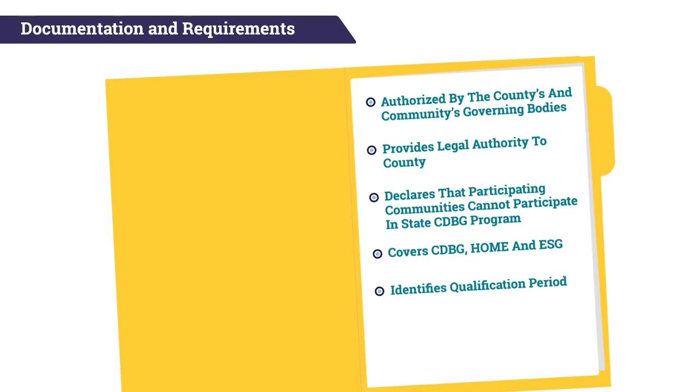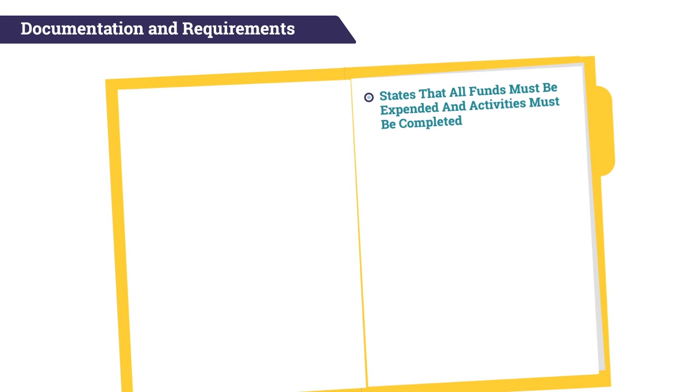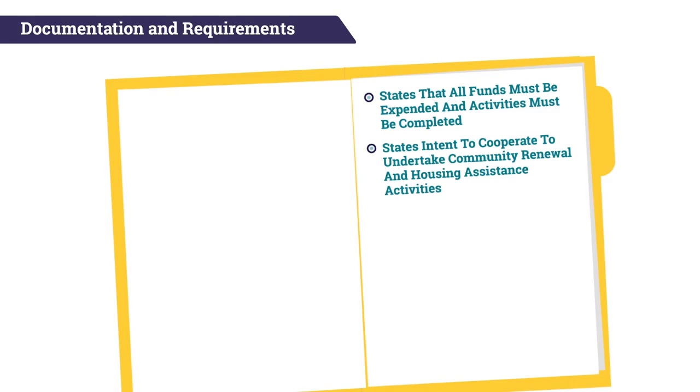The agreement must specify the qualification period. If the agreement will automatically renew, it must contain provisions that require each party to adopt amendments to meet requirements for future urban county qualification. The agreement must remain in effect until CDBG, HOME, and ESG funds and program income are expended and activities complete. The agreement must state that the county and community cooperate to undertake or assist in undertaking community renewal and lower-income housing assistance activities.